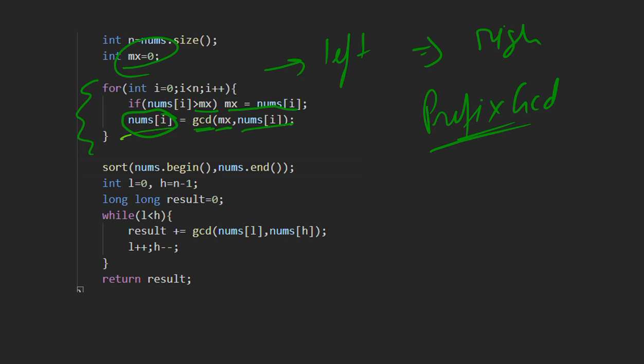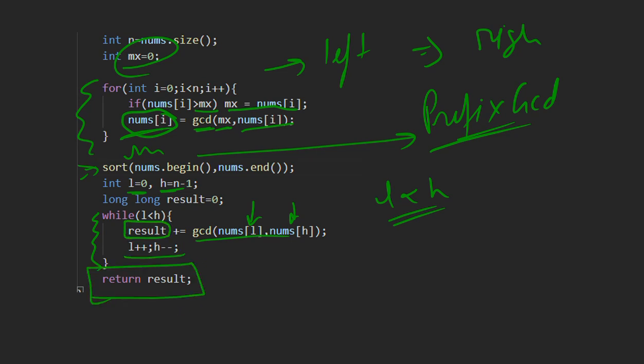Once we get the updated nums array, that is, the prefix GCD array, we sort that array, and then take two pointers, a low pointer and a high pointer, and use a while loop which runs until the low pointer is less than the high pointer. We find the GCD of the pair, add that GCD to the answer, and then update our pointers, and at the end we return our result.